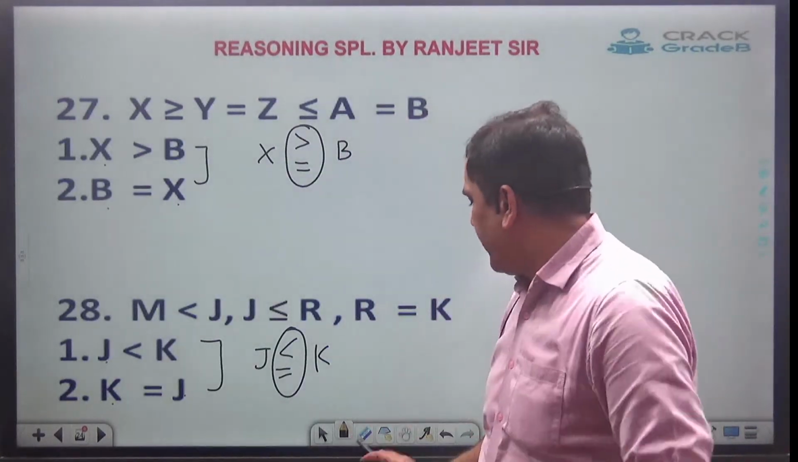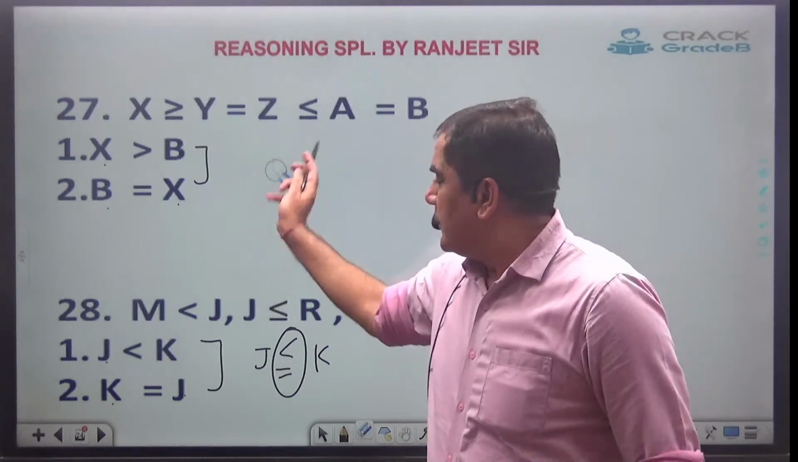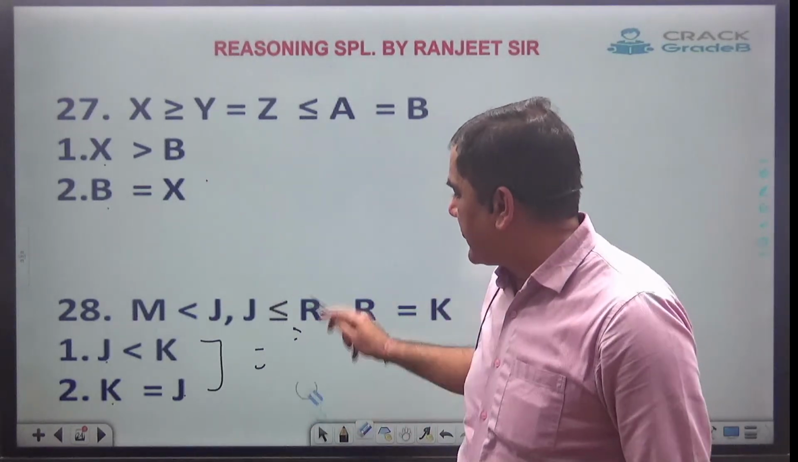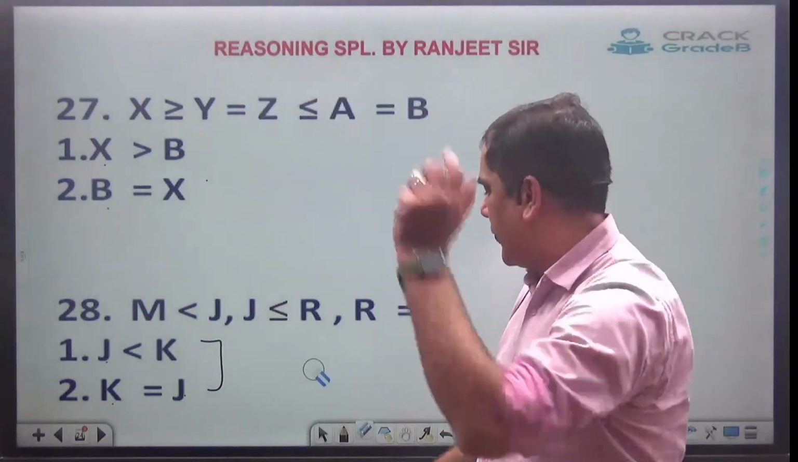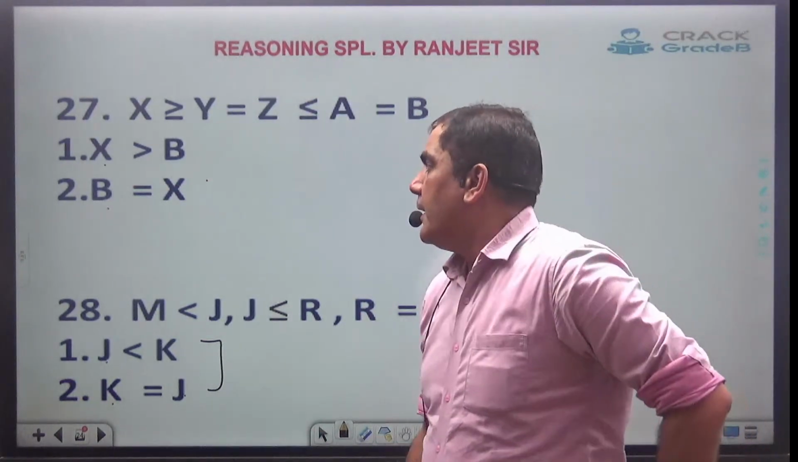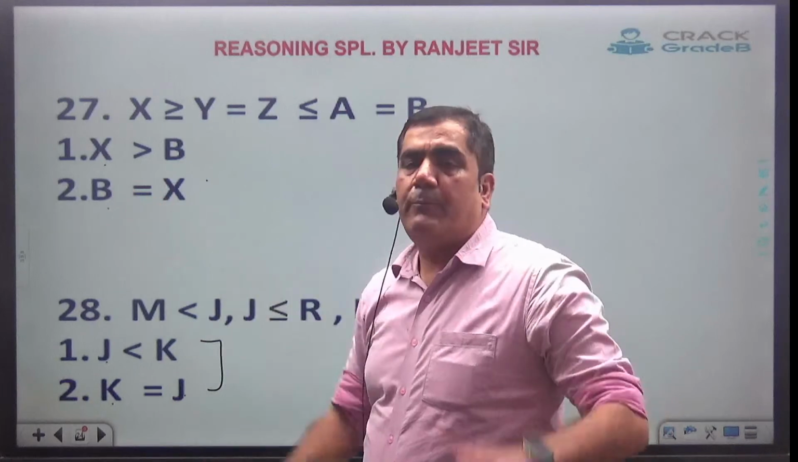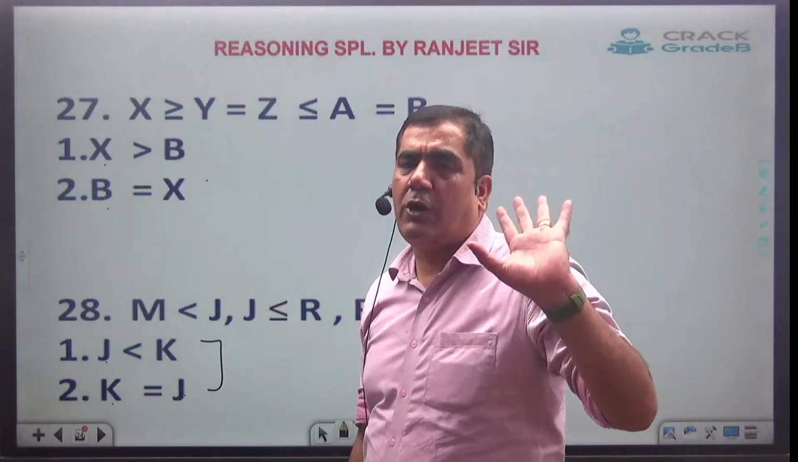Go for the next one. We are dealing with the most typical type of coded inequalities, that is either or. Let's do it. X, B, both will have the same variable, so I should go for either or.